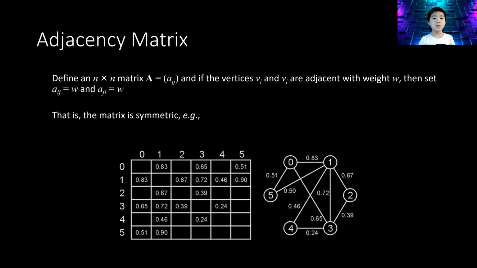So if we wanted to store a weighted graph with an adjacency matrix, we first define an n by n matrix A, and if vertex I and j are adjacent with the weight W, then we can set A at I and j and A at j and I equal to W. As you can see, we store the weights in the graph rather than Boolean values. But this graph is undirected.